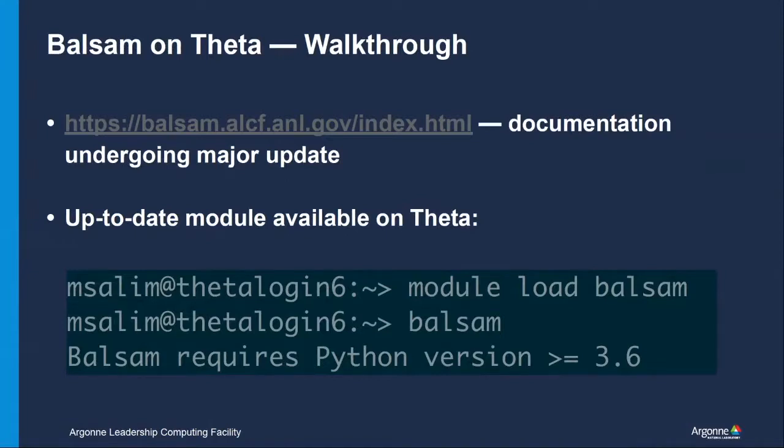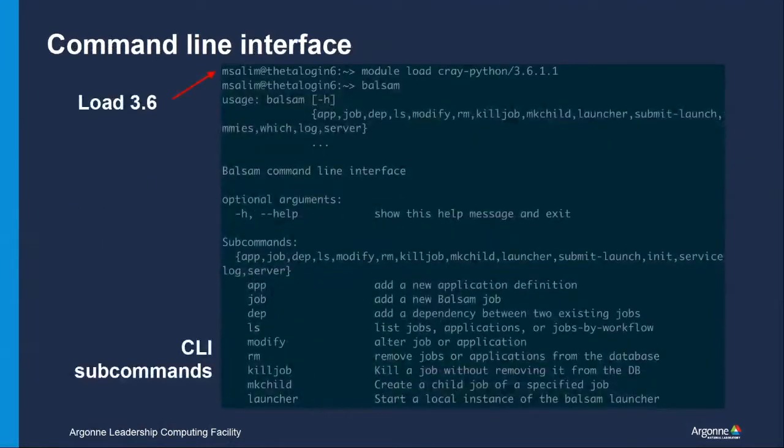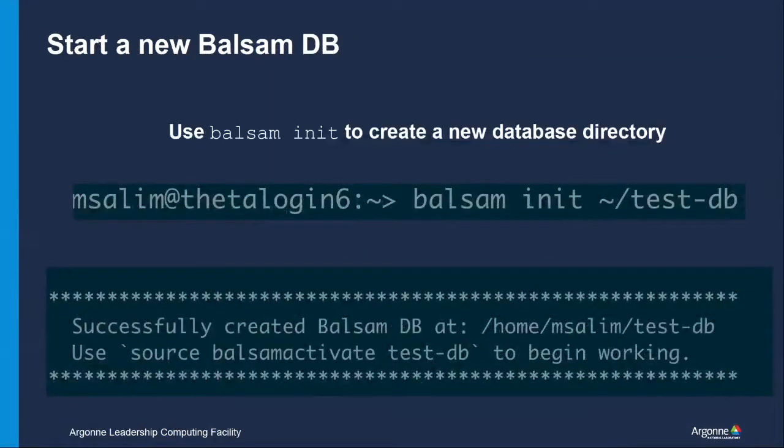So if you load the Balsam module, you'll find that it will complain if you don't have Python 3.6 or newer loaded. An easy way to do that is to just load another module like cray-python, and then the Balsam command line should show you all the available subcommands that you can use to control the system.